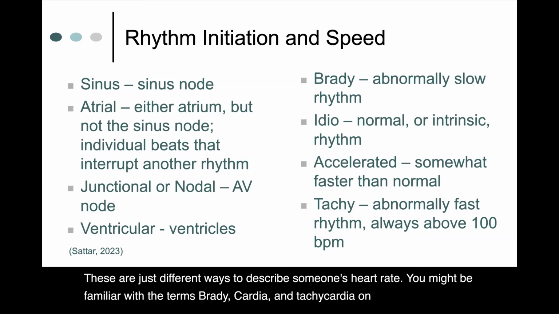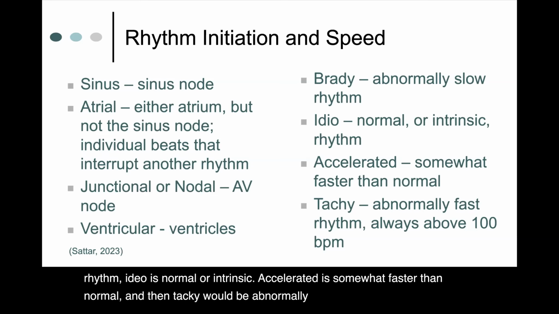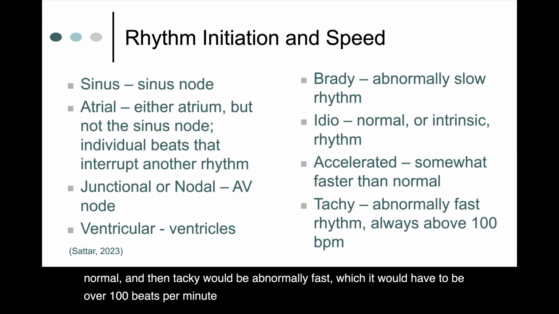Brady is a slow rhythm. Idio is normal or intrinsic. Accelerated is somewhat faster than normal. And then tachy would be abnormally fast, which it would have to be over 100 beats per minute to be considered tachycardia.